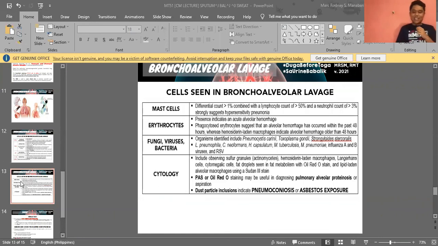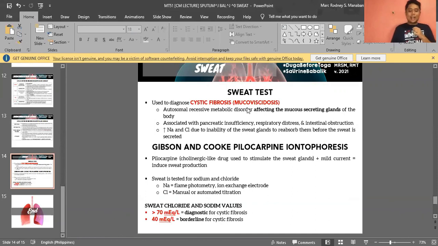Anyway, so last na lang is for sweat. Okay, for sweat again, it's very short. Sa sweat, it is usually used for cystic fibrosis, no? Mucoviscidosis. So cystic fibrosis is really a genetic disorder in which na problema sa imuhang glands, especially those that secrete mucus, all right? And it may be associated with pancreatic insufficiency, respiratory distress, and intestinal obstruction. So there is an increase in sodium and chloride because your sweat glands cannot reabsorb them before the sweat is secreted. So you can perform your Gibson and Cooke pilocarpine iontophoresis, no?